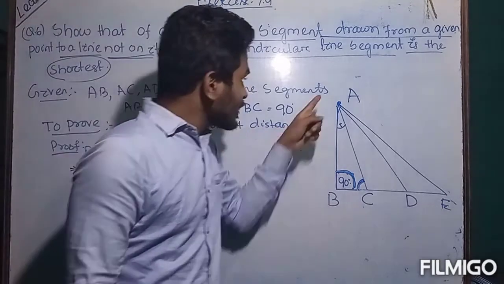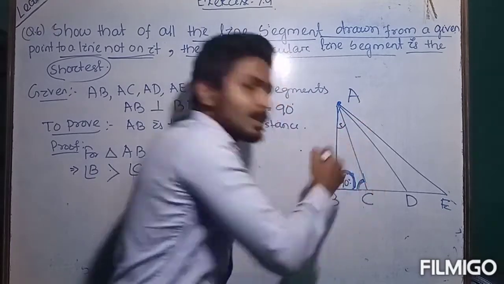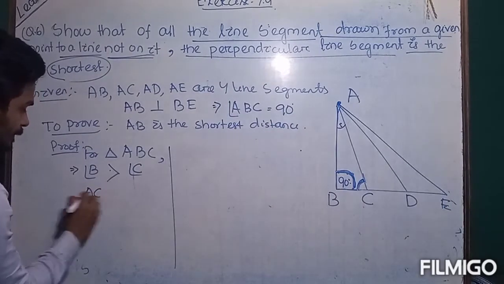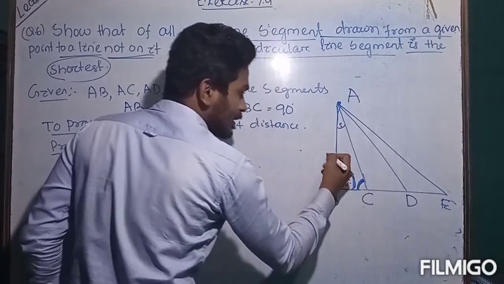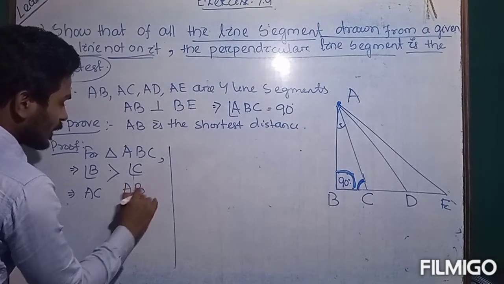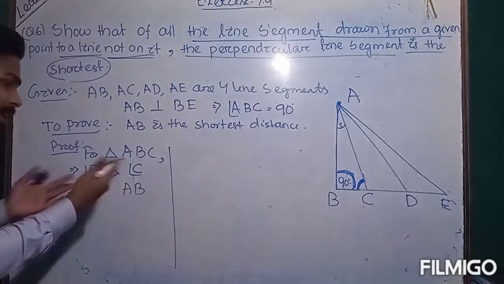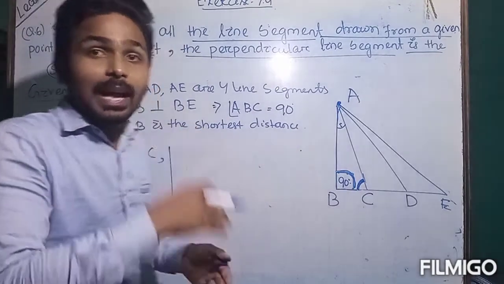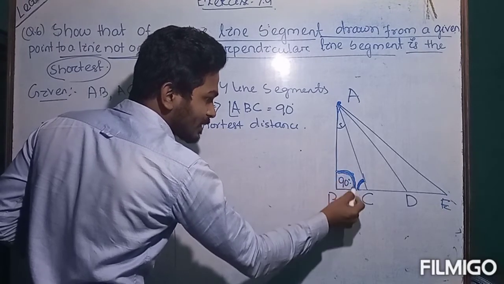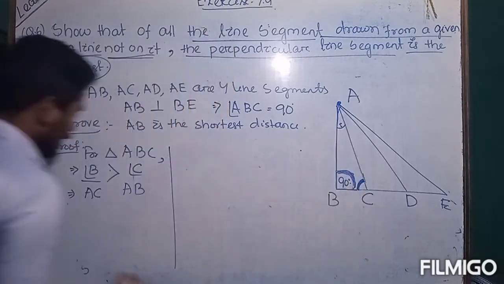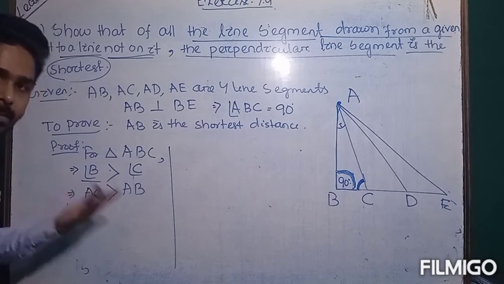Right. Now, in triangle ABC, which one is the opposite side of angle B? This side, that means AC. And which side is the opposite side of angle C? This, that means AB. Now, according to theorem 7.7, if in a triangle any two angles are unequal, then the opposite side of the larger angle is larger. Here, angle B is the larger angle, so its opposite side is AC. So AC must be greater than AB. Because B is the larger angle, its opposite side must be longer.